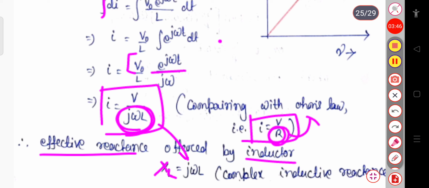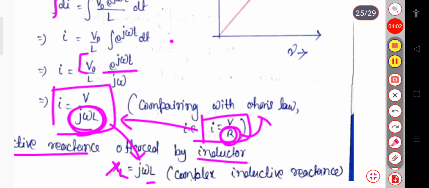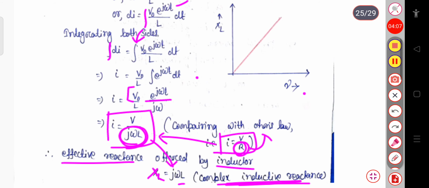If you compare these two, that is I equal to V by R with this I equal to V by j omega L, then this R is denoted as XL, that is equal to j omega L, because the inductor is in the alternating current circuit. So this is known as the complex inductive reactance. This XL is known as complex inductive reactance. And if you plot a graph between this XL and nu, we have calculated XL equal to j omega L.